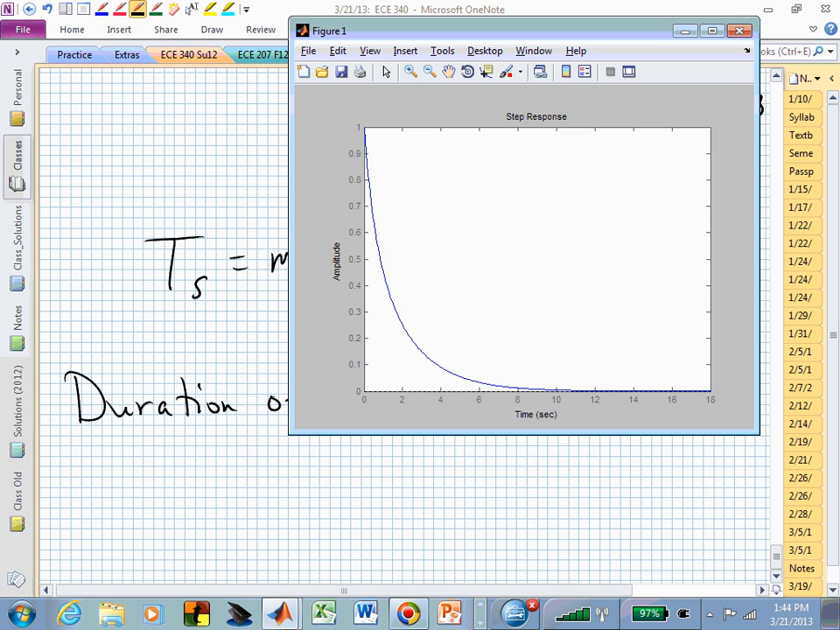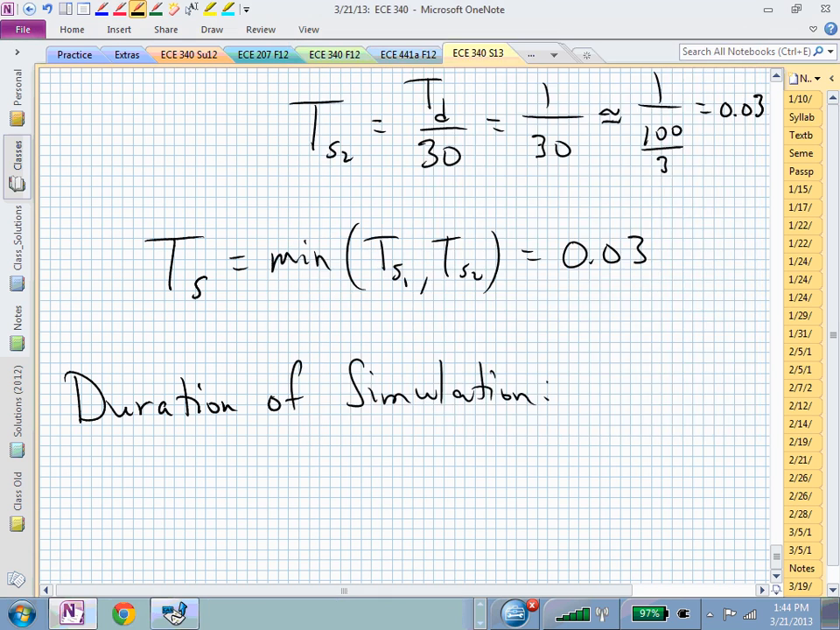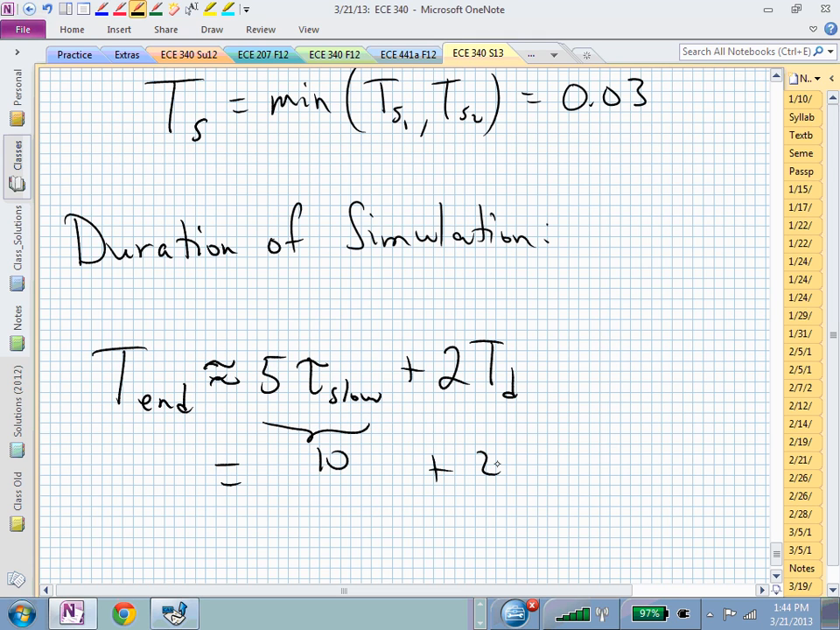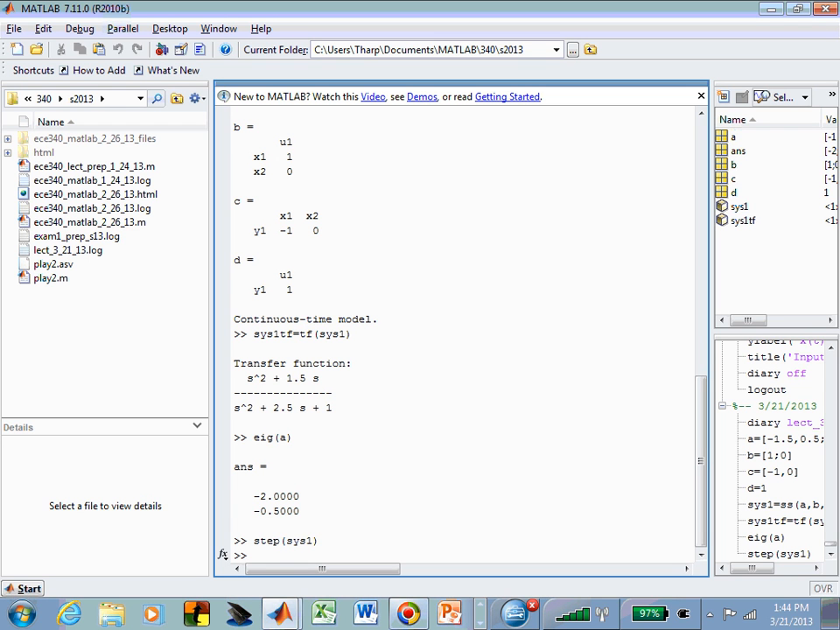And we may want to see a couple periods of that sinusoid after we've seen the transient decay, so now we might say, okay, we want the duration to be 5 times tau slow plus, let's say, 2 t sub d, roughly. And this was about 10, and this was about 2, so let's say that our t end is 12. Is that okay? All right, now we can quickly do this. You thought that it was cheating before. Now it's really going to be cheating.